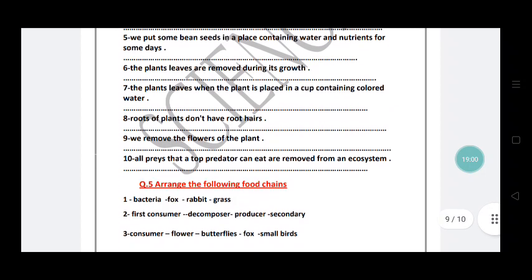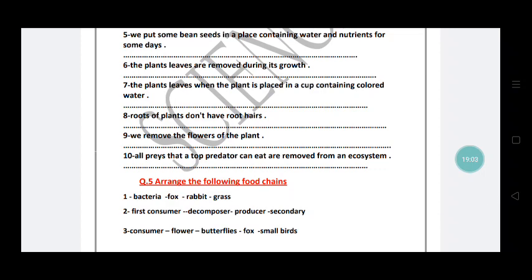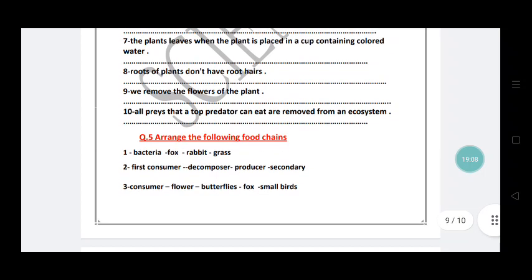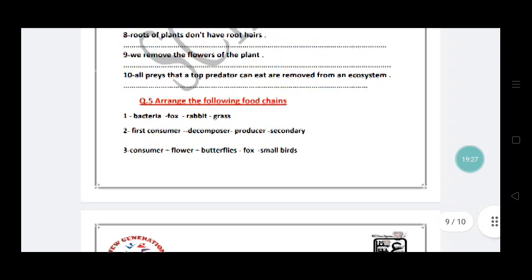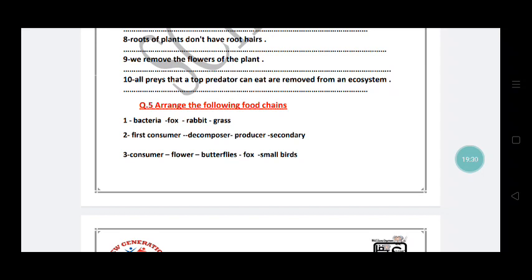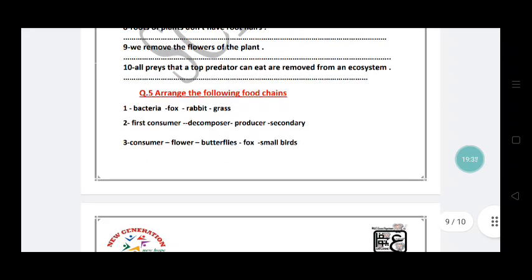Okay, the plant leaves are removed during its growth. Okay, skip this question. The plant leaves when the plant is placed in a cup containing colored water. The plant leaves will be the same color as the colored water. Roots of plants don't have root hair. The amount of absorbed water will be less. Excellent.